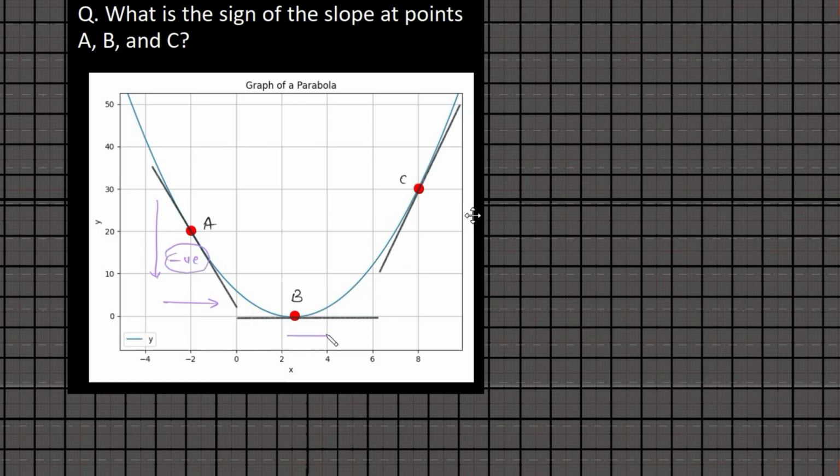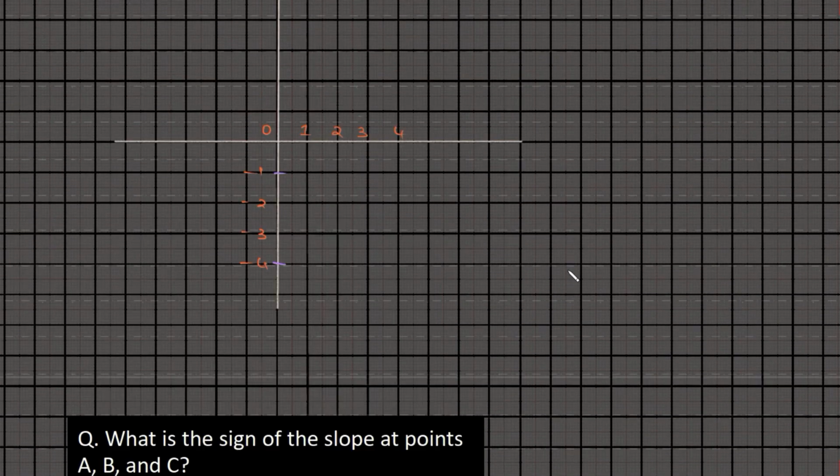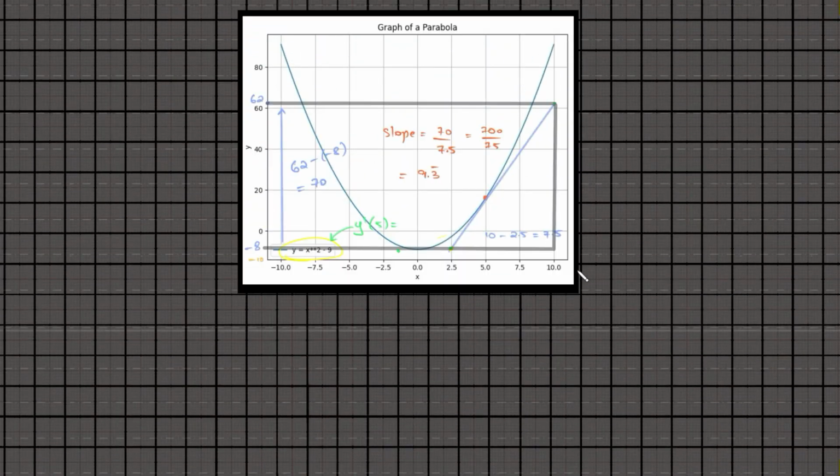Here, as in when we are moving right, it's neither increasing nor decreasing. So this is 0. Here, as in when we are moving right, this is increasing, thus making it a positive slope. Okay. So those are your two questions. You can have a look.